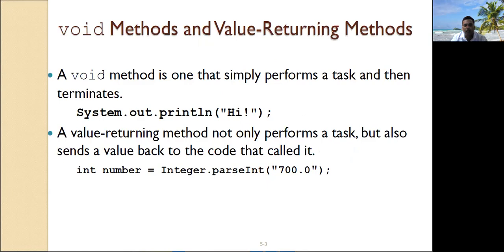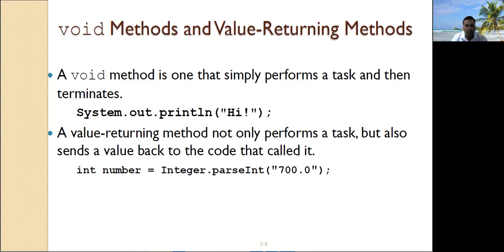Then after that, we classify methods into two types. One is the void method and the next one is the value returning method. A void method means a method which does not return any type of value to a calling program or calling method. The method which has a return type of void is called a void method. For example, System.out.println, here println is a void method which does not return any kind of value to a calling program or calling method.